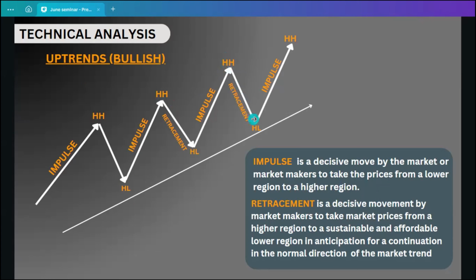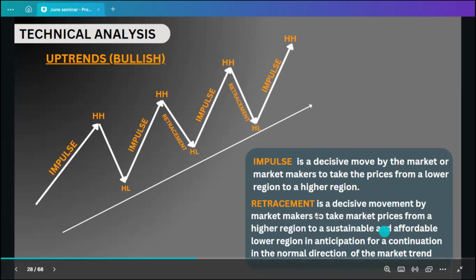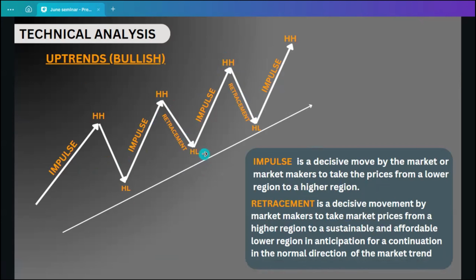Now, you don't just buy and sell anyhow when it comes to trading the trend. I did tell my traders that the easiest way to make money is by buying low and selling high. That's why I use the words from a higher region to a sustainable and affordable lower region, in anticipation of a continuation in the normal direction of the market trend. Same thing goes for a downtrend also.